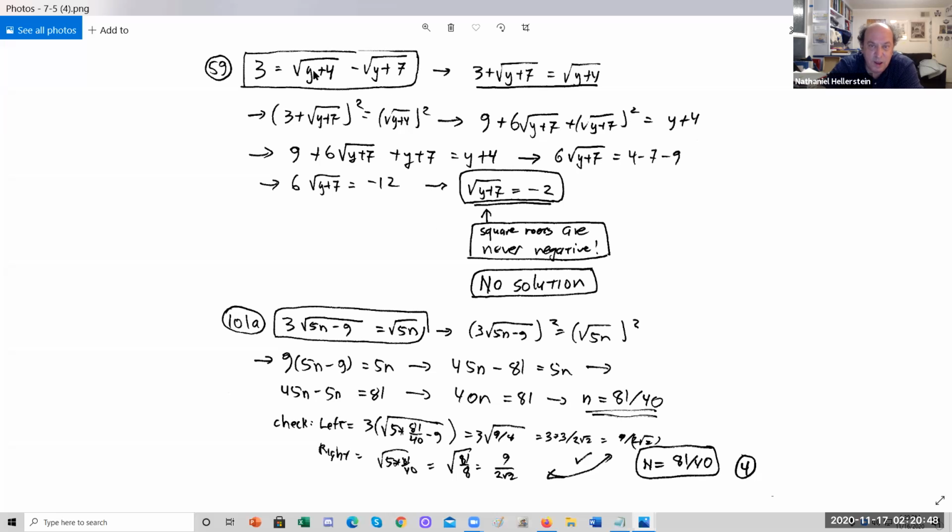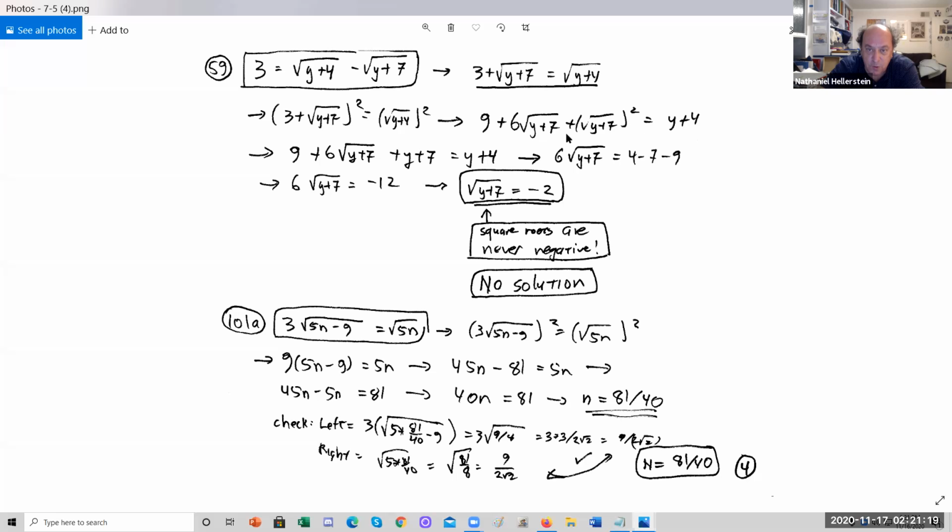Here it's getting kind of messy because you have 2 square root signs. And again, if we squared this, you get a cross term, twice this times this, and that's just, well, more trouble. What we do is we'll first transpose the root of y plus 7. So you get 3 plus root y plus 7 equals the root of y plus 4. This will square away that, but we'll still get a cross term. (3 plus root y plus 7) all squared equals (root y plus 4) all squared.